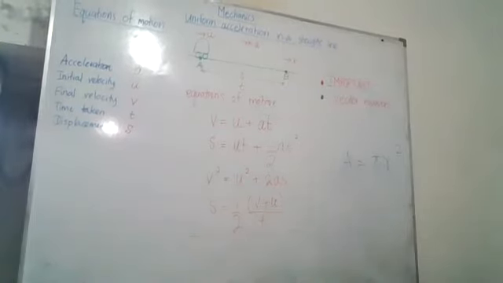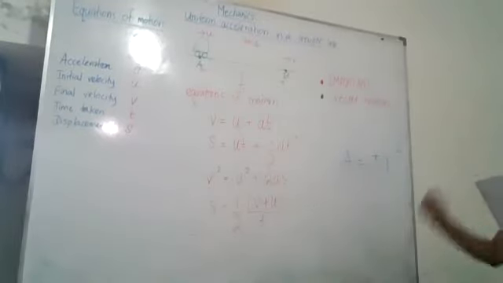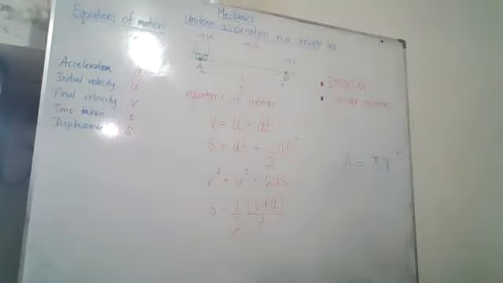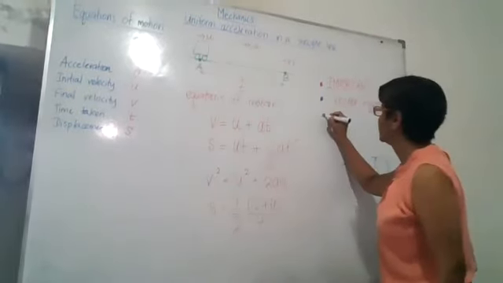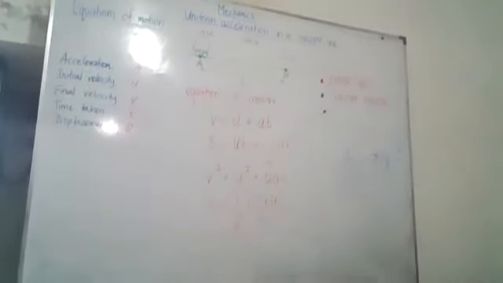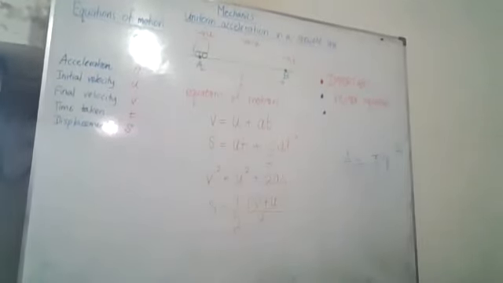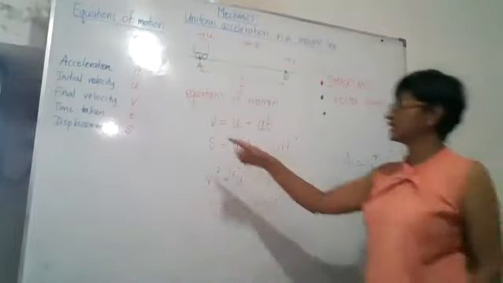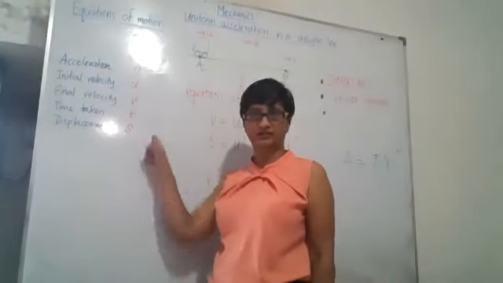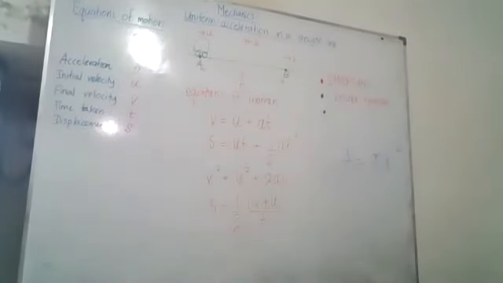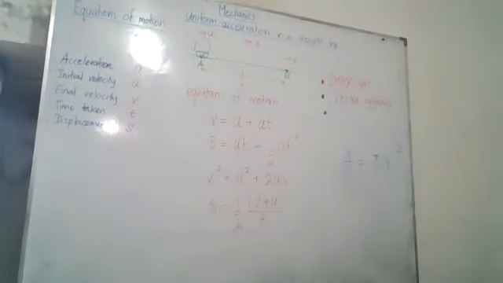Third point: if we know any three quantities, we can find the other two. There are 5 things related. If you know 3 things, you can find the other two by the use of these equations.